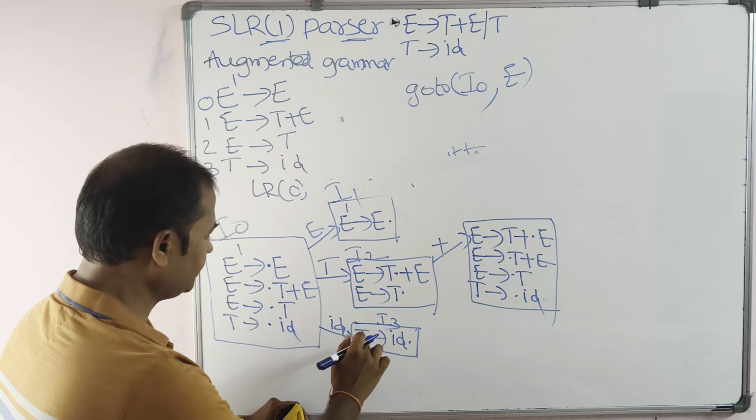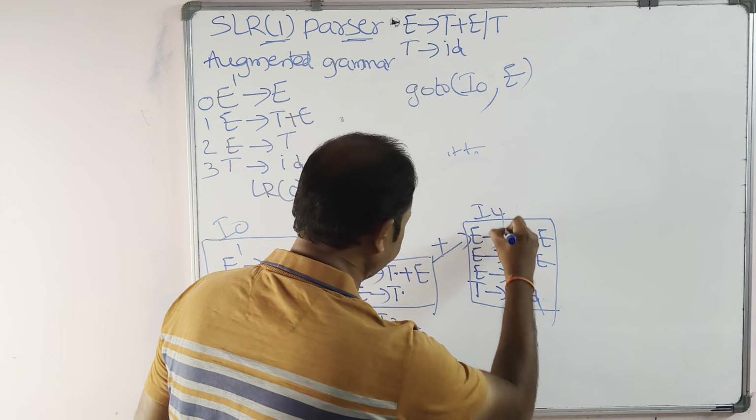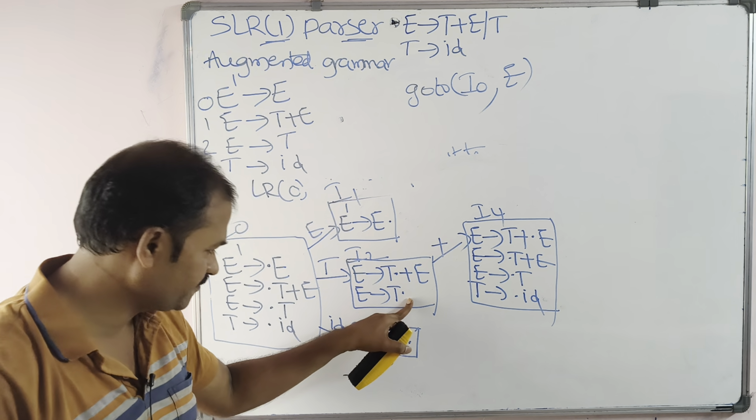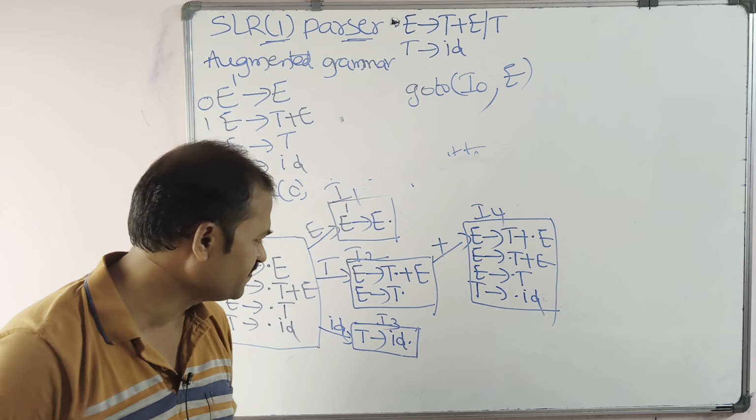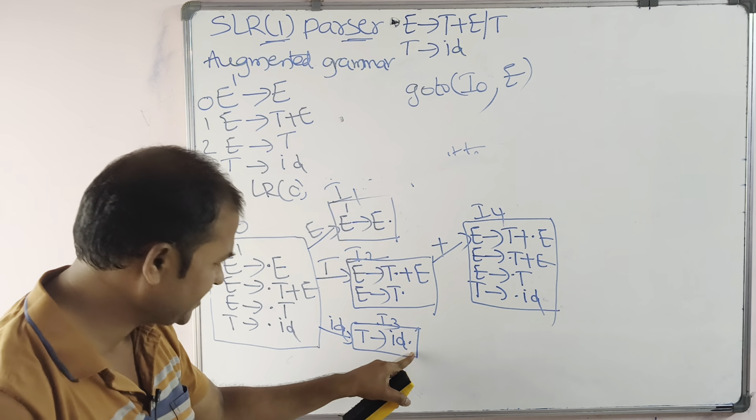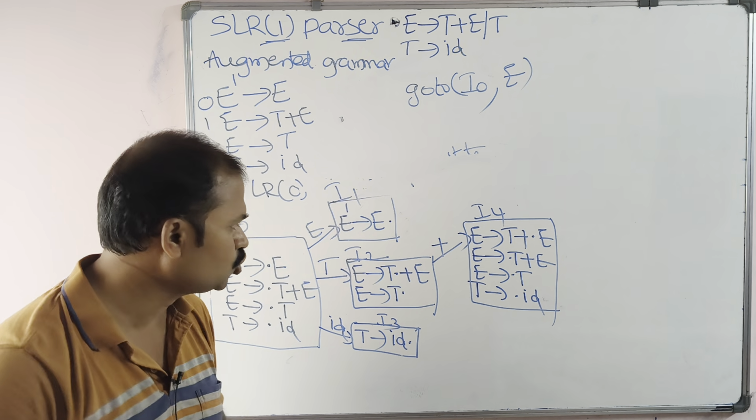So I3 is over. Next state is I4. Next, this is a final item, so no need to find the go to. After dot we don't have any symbols. Next, this is also a final item, so no need to apply the go to.